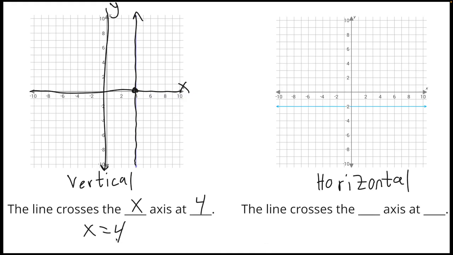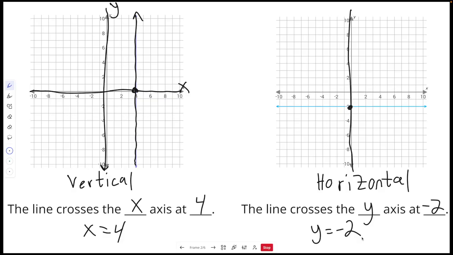For the horizontal line, this line crosses the y-axis, right? This one is going across the y-axis. And where does it cross? It crosses at -2. And so we have y equals -2.